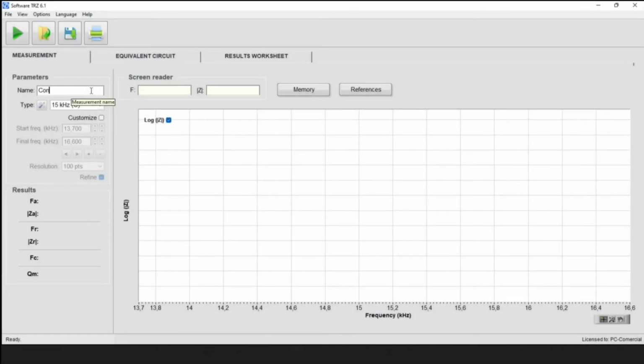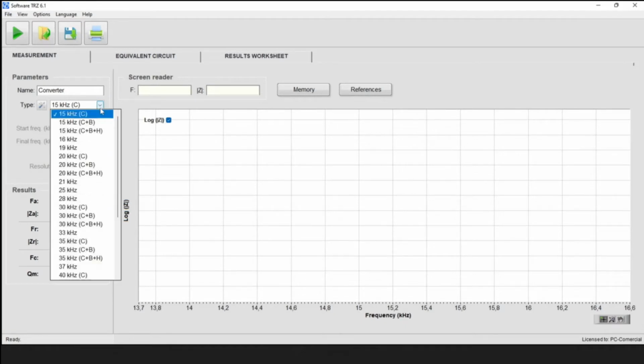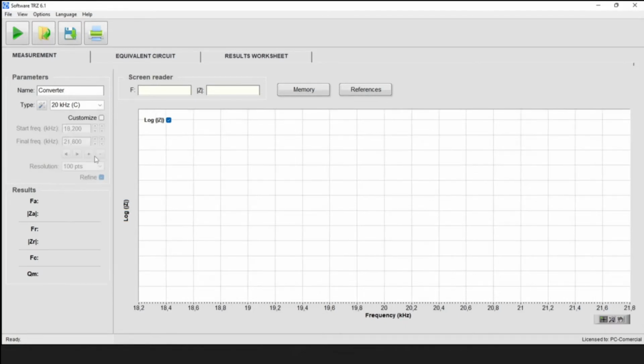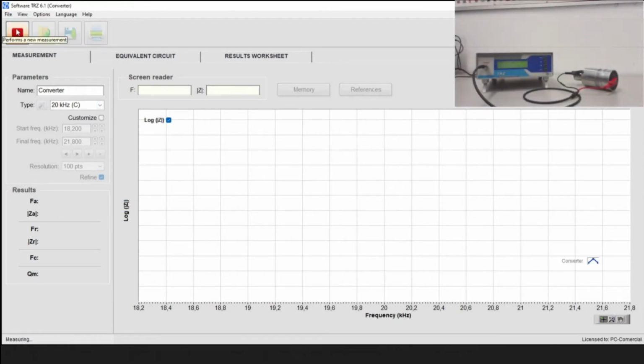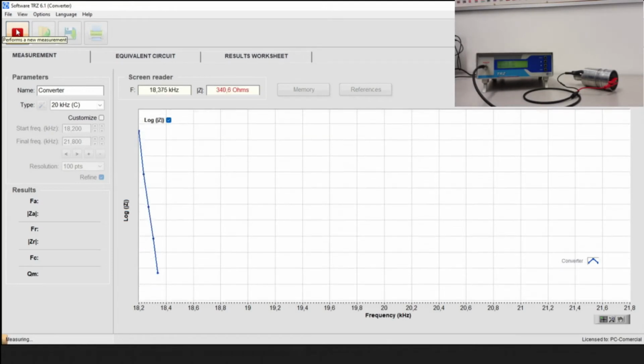Then, select in the software the operating frequency of the machine followed by the letter C in brackets. This means that the converter is alone, only letter C. Finally, press the play button to measure.